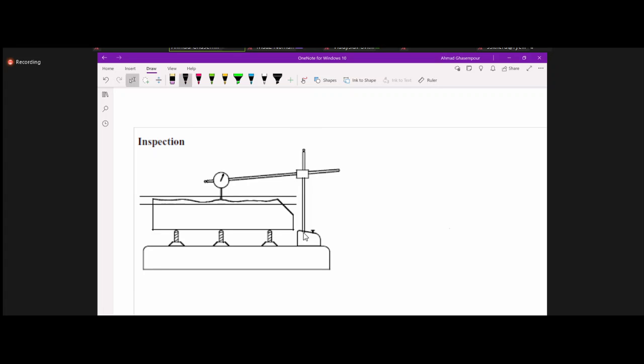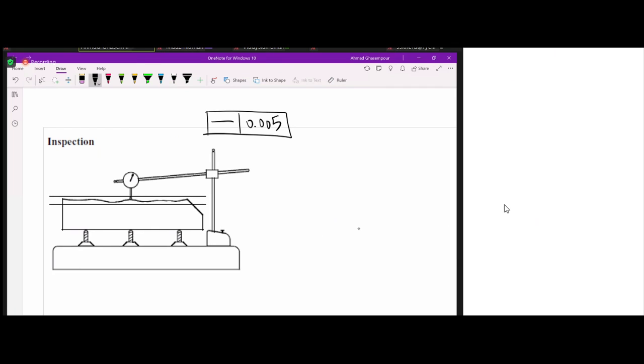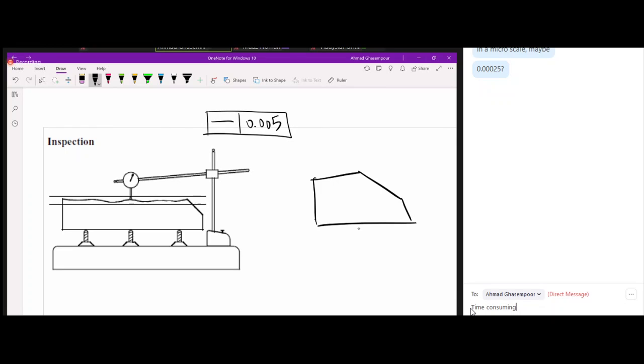So can anybody guess why this is hard to do? Let's say I wanted to inspect this for a flat surface, like the first part that we did, right? So we want to inspect the straightness on that surface. Can you guess why that's a difficult thing to do? Time consuming, but why?